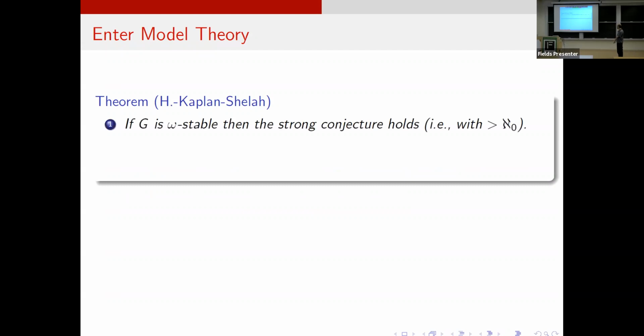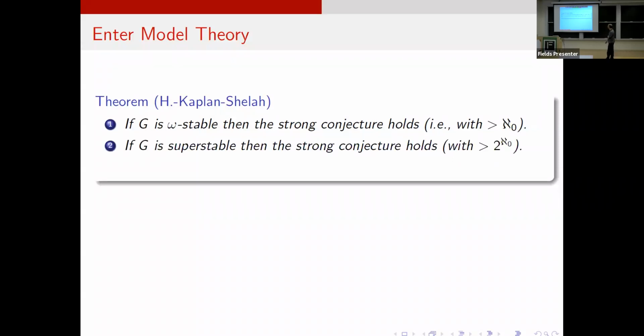First, if G is an omega stable graph, then the strong conjecture holds. Okay, so the one that we stated before, that if your chromatic number is greater or equal to aleph1, then you can always embed all the finite subgraphs of the shift graph. We know it for omega stable. What about a little bit higher in the hierarchy? If G is super stable, then we don't know about the strong conjecture as I stated it, but we do know that if you replace it with 2 to the aleph 0, then we're still okay.